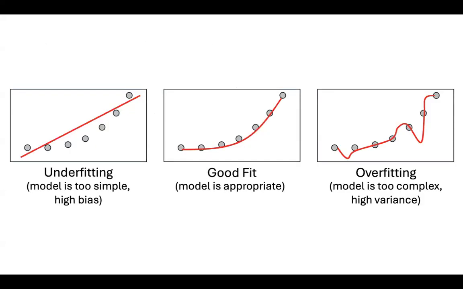This is a visualization of the different types of models. An underfitted model is too simple, has very high bias, and doesn't match the pattern of the data very well. A model that is a good fit is appropriate for the data and shows the underlying patterns within it. An overfitting model is too complex, has very high variance, and misrepresents the pattern within the data.